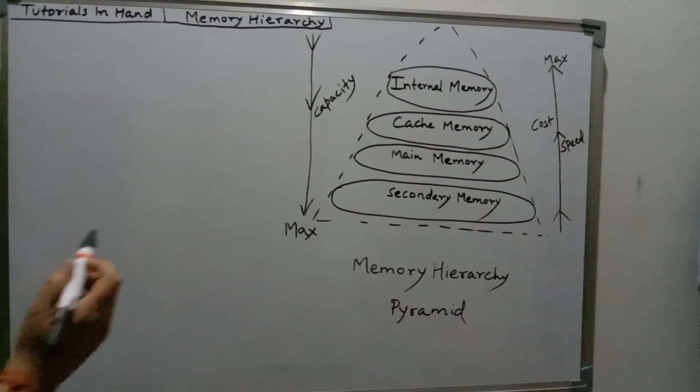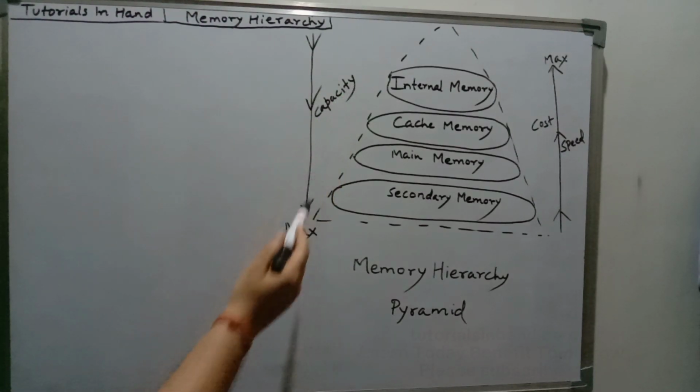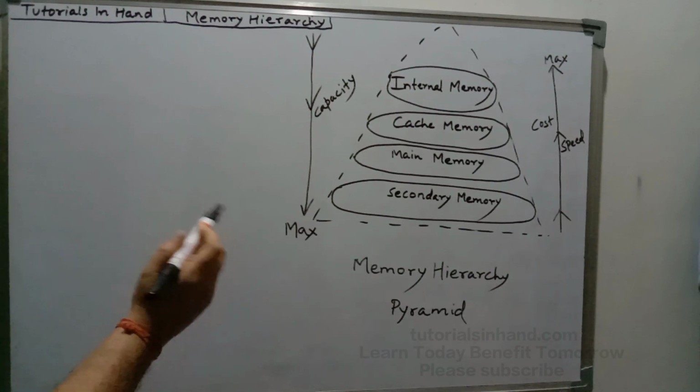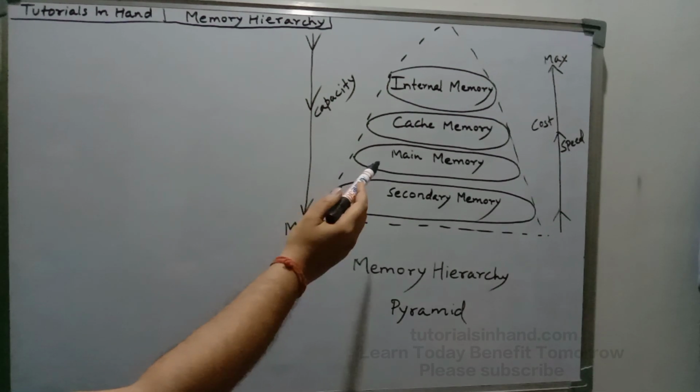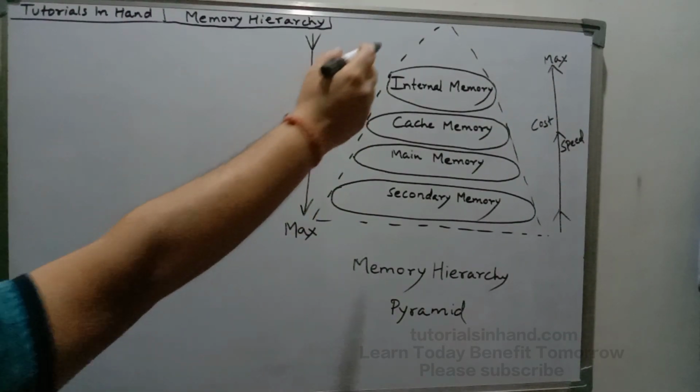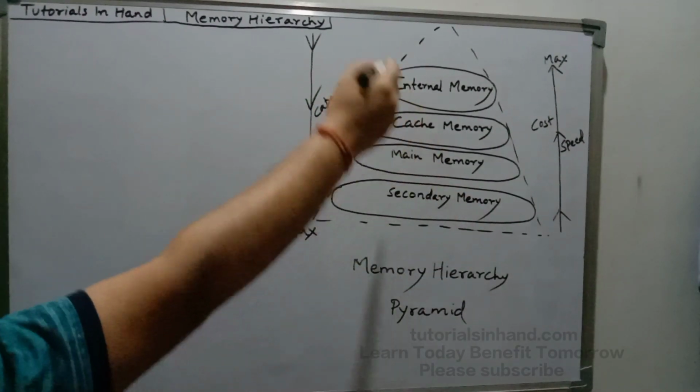So in this tutorial, we are going to learn about the hierarchy of the memory setup. In any computer system, the total memory capacity can be considered as a hierarchy of components, and those components are secondary memory, main memory, cache memory, and internal memory. You can see it is a kind of pyramid structure which has been created.